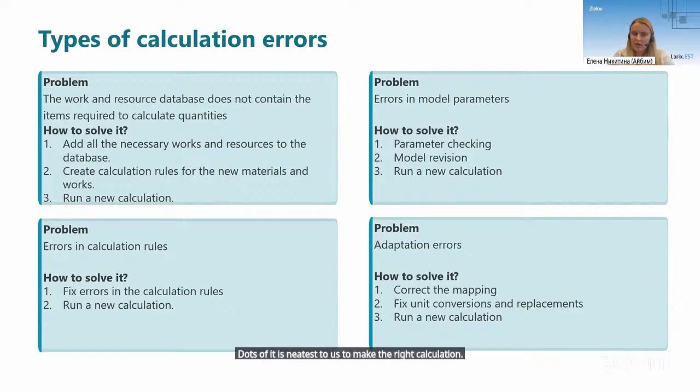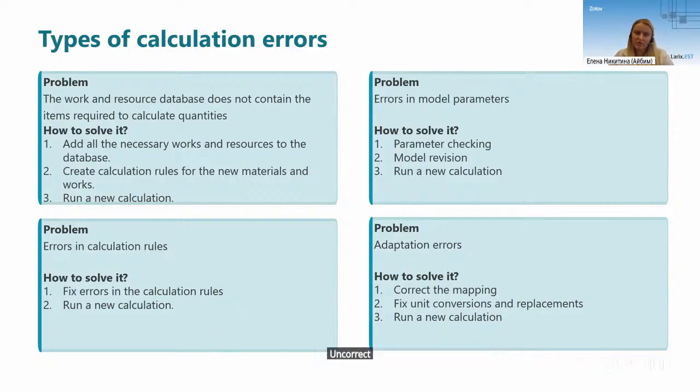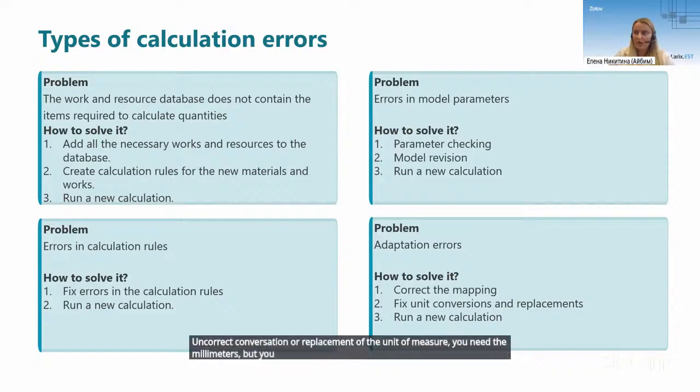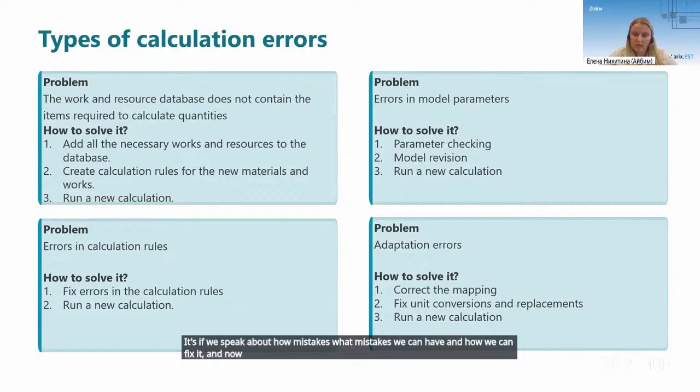And the last is the adapter mistakes. It can be incorrect mapping or maybe some incorrect conversion or replacement of the units of measure. You need millimeters, but you have meters. You just need to fix it and work with the right calculation. That is what mistakes we can have and how we can fix them, and now we can see how we can find them.